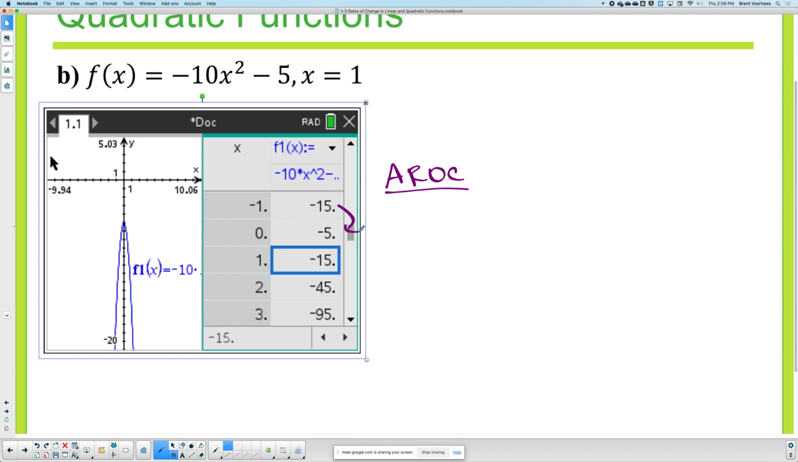Increasing or decreasing? What'd you say? Okay, can I get more people? Look around the room. There's like 30 of you. From negative 15 to negative 5.